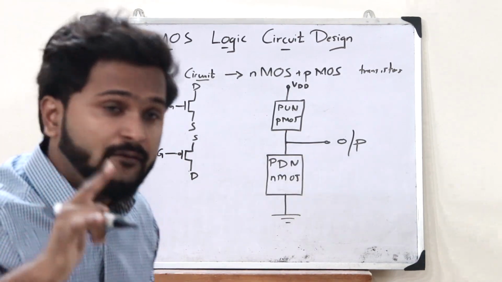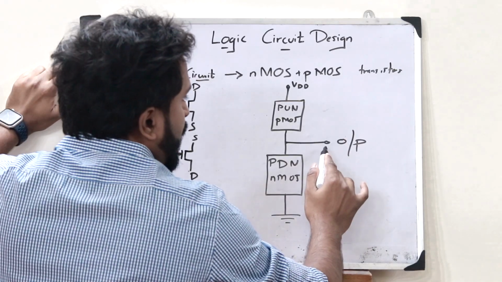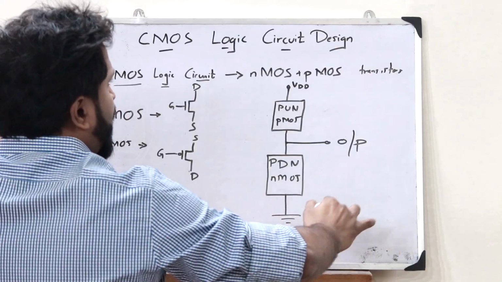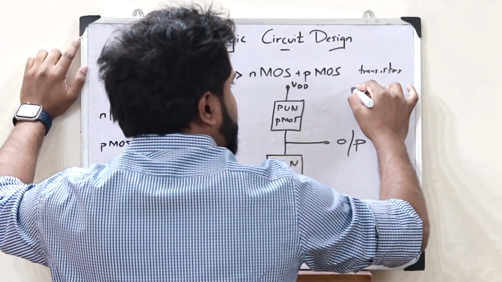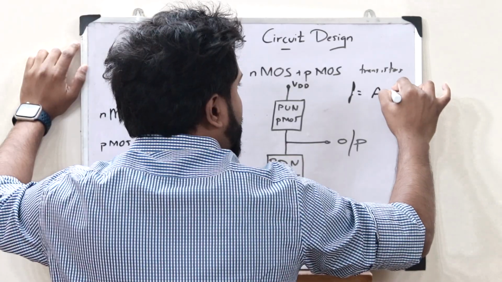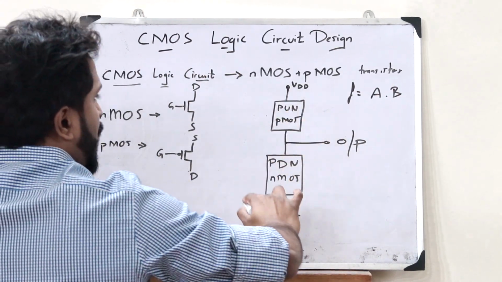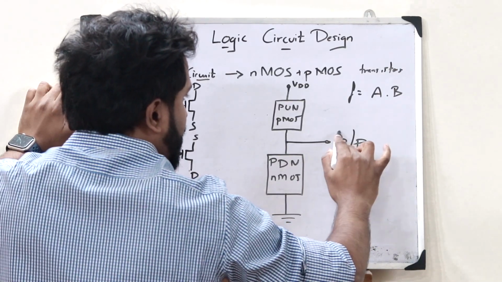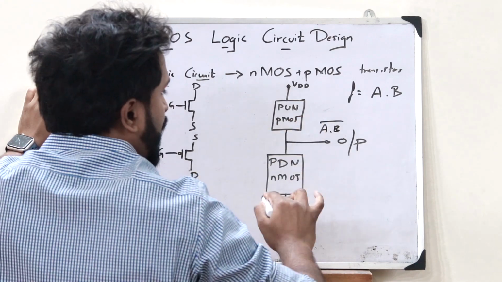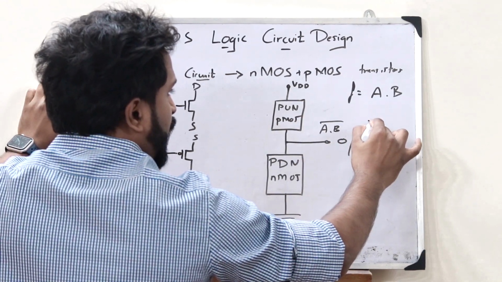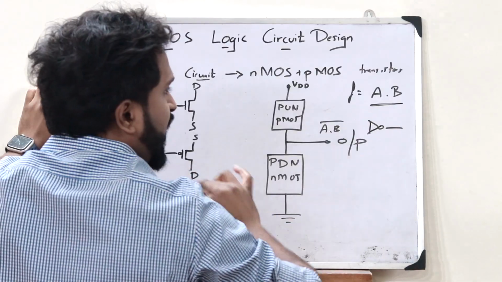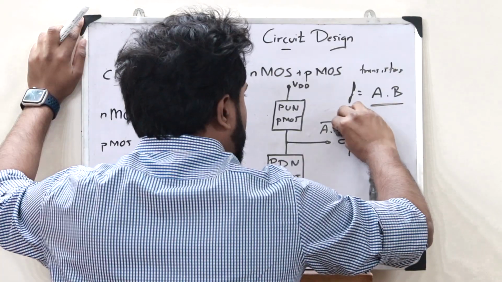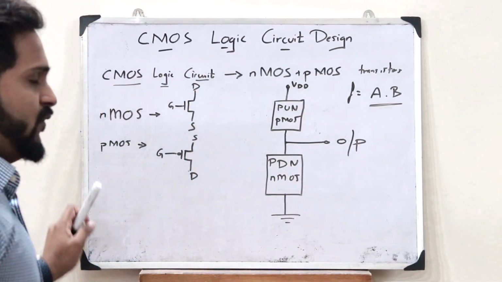Now, the one thing you have to keep in mind is that whatever output we get over here is the inverted output. Let us assume that I am creating a CMOS logic circuit to perform the function f equals a dot b. I have designed the CMOS logic to get f equals a dot b, but when I get the output here, it would be the complement of a dot b. So now I have to pass this through an inverter to get whatever desired output I need, that is a dot b. This is simply how you design a CMOS logic circuit.